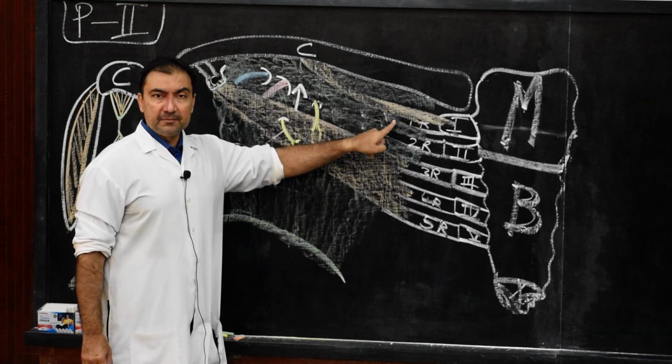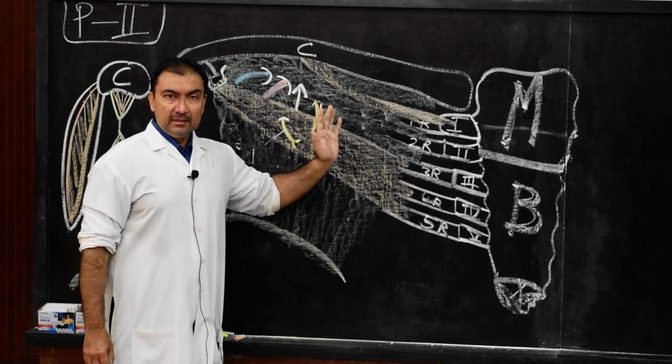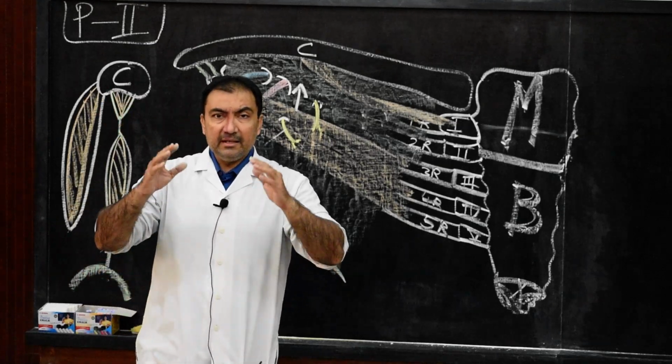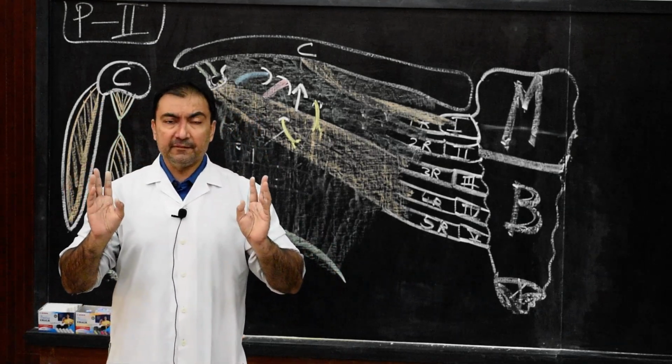Costocoracoid ligament. So with this we finish our pectoralis minor, subclavius muscle and clavipectoral fascia. All the three topics are very important.